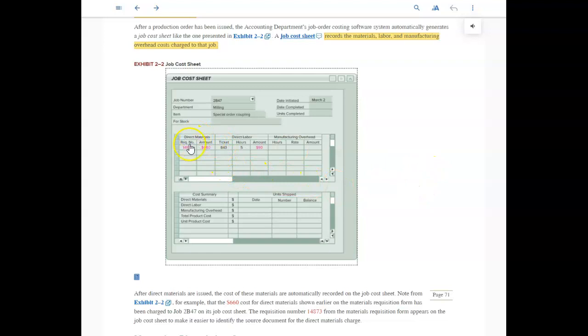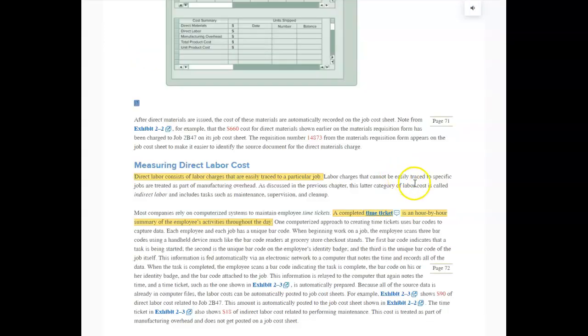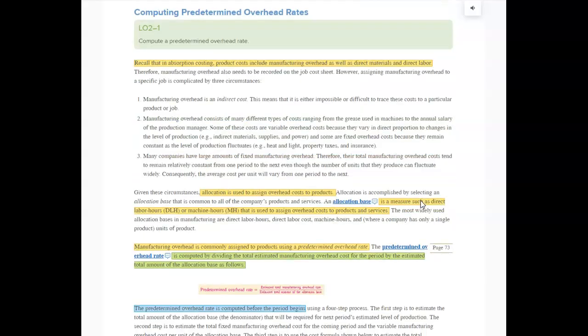So far we've talked about materials and labor. So let's go further. Now, predetermined overhead rates. Now this is quite detailed, so go back and reread this very, very closely. Now, absorption costing includes materials and labor, and also the manufacturing overhead.